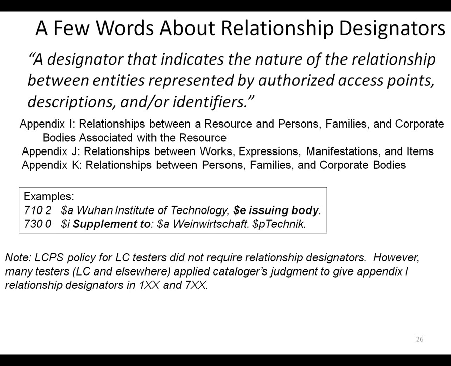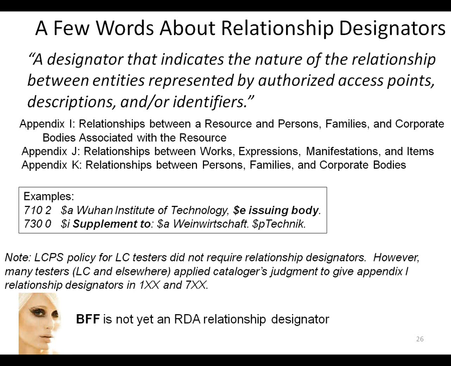However, many catalogers did apply their judgment to give them if they wanted to practice with them. And I also wanted to point out that technically speaking, BFF could be a relationship designator, but it is not yet designated in RDA. I also wanted to point out that the lists that are in Appendix I, J, and K are not prescribed. They're just examples.